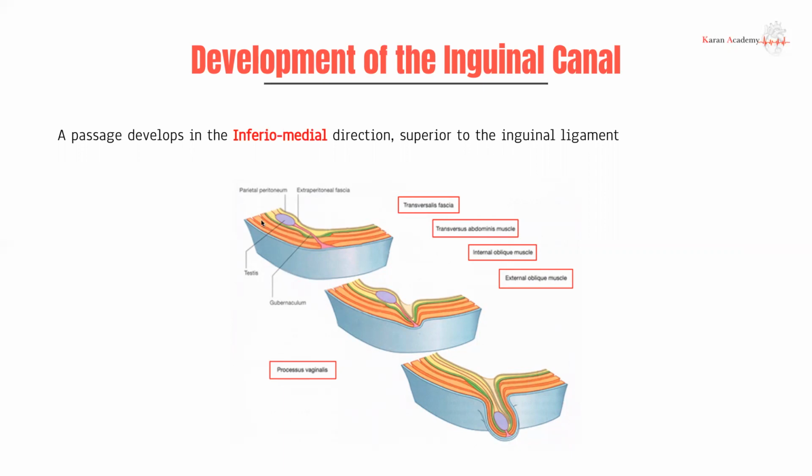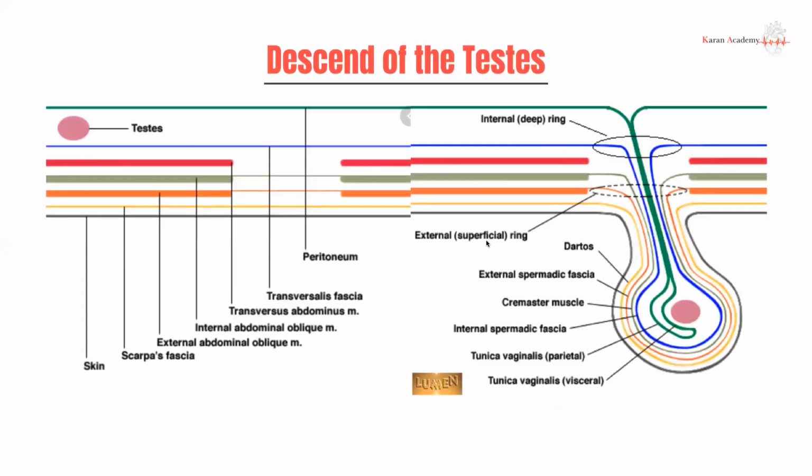And you can actually visualize the different structures. And obviously, the structures are not going to be the exact same in the scrotum, but they are very similar and of the same origin. So this is kind of like what your layers are, and we've already talked about these. So skin, Scarpa, external oblique, internal oblique, transversus, transversalis, and the peritoneum.